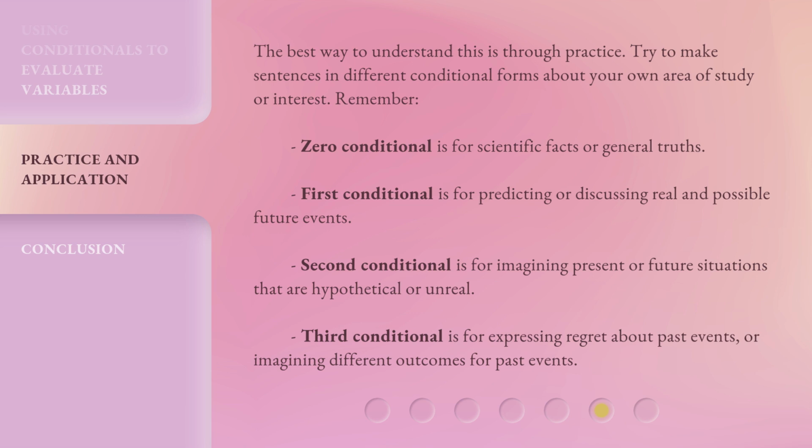Remember, zero conditional is for scientific facts or general truths. First conditional is for predicting or discussing real and possible future events. Second conditional is for imagining present or future situations that are hypothetical or unreal. Third conditional is for expressing regret about past events, or imagining different outcomes for past events.